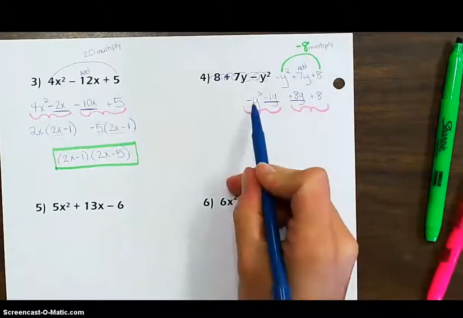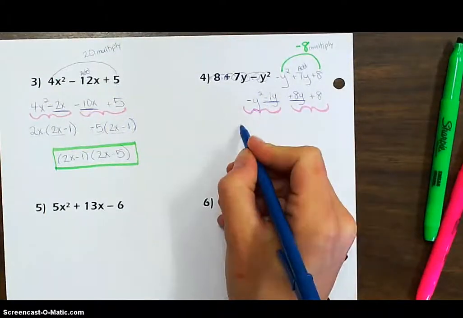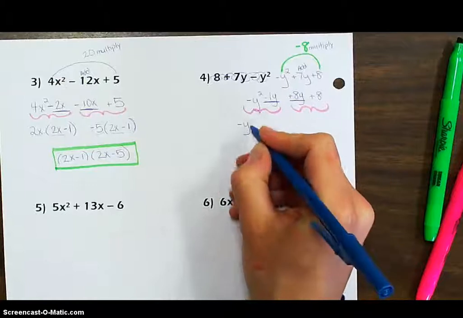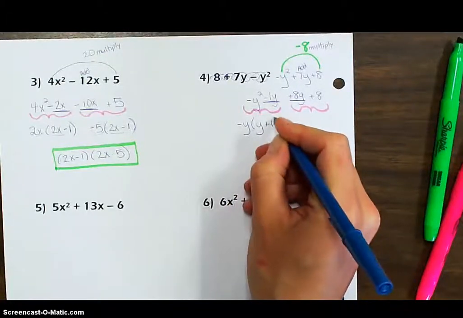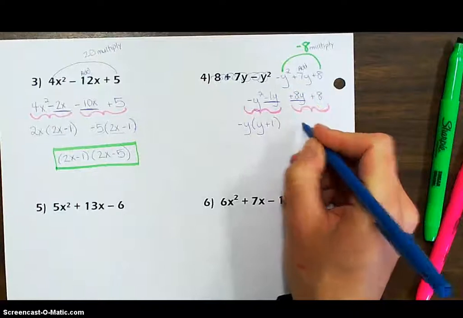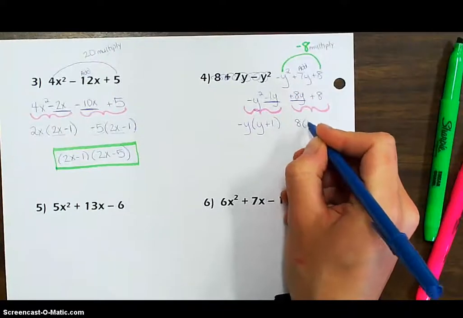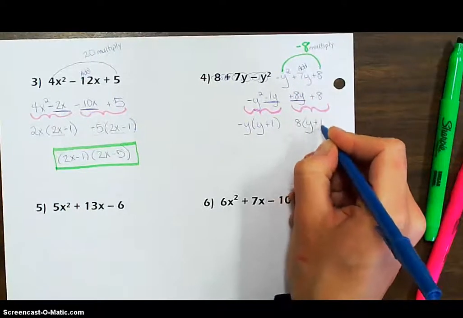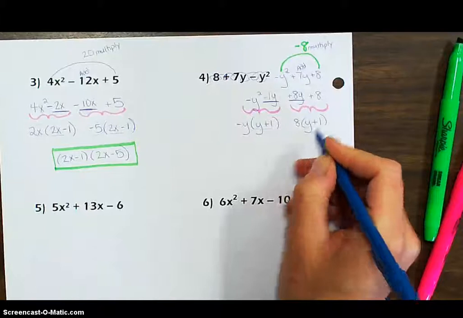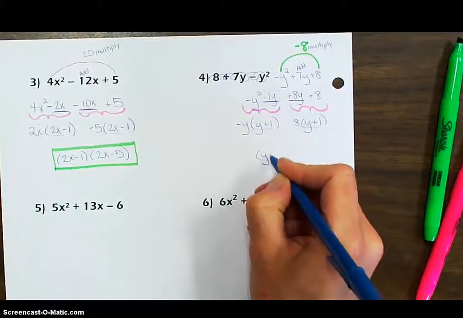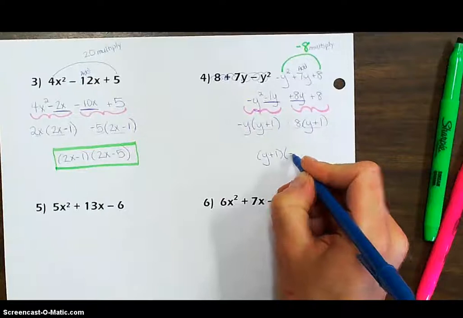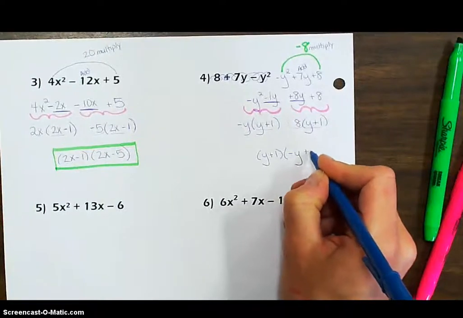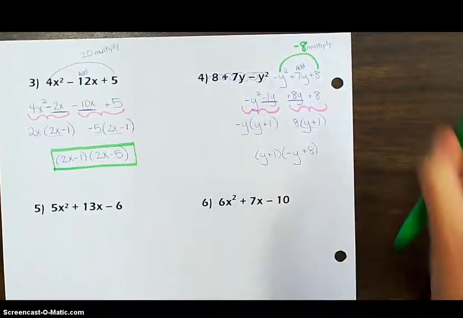Here, my GCF is going to be a negative y. When I factor that out, I'm left with a y plus 1. Over here, I'm going to factor out an 8, and I'm left with a y plus 1. Now my parentheses are the same, so my first factor is a y plus 1. And then I put the outsides together for my second factor, negative y plus 8. And you've got it.